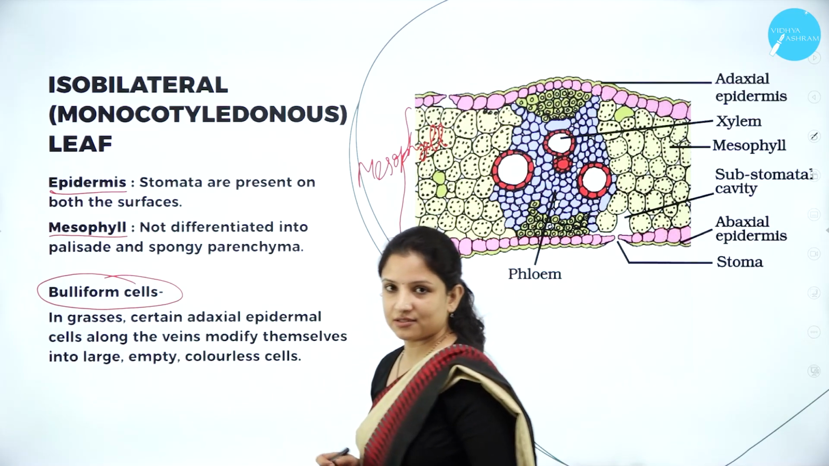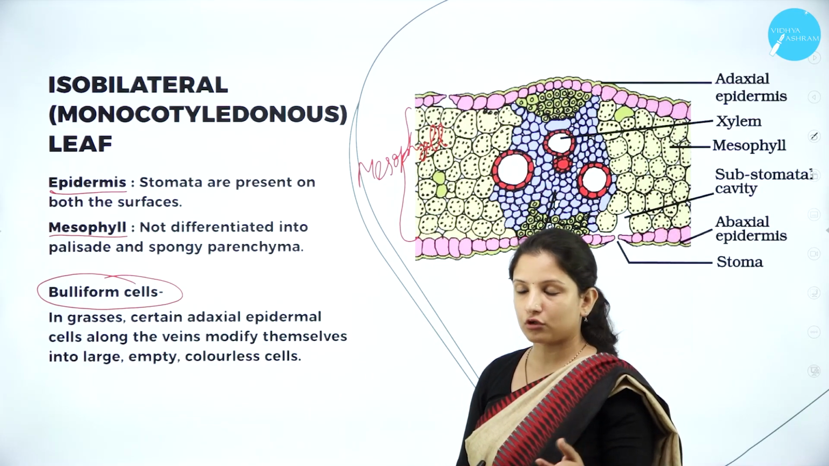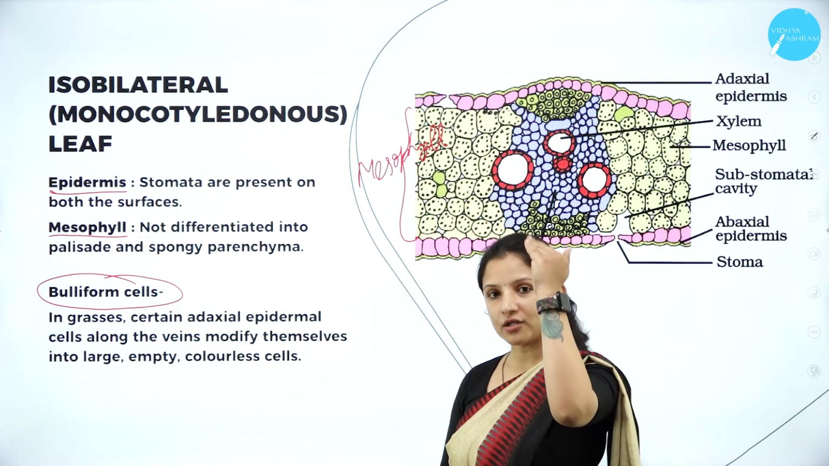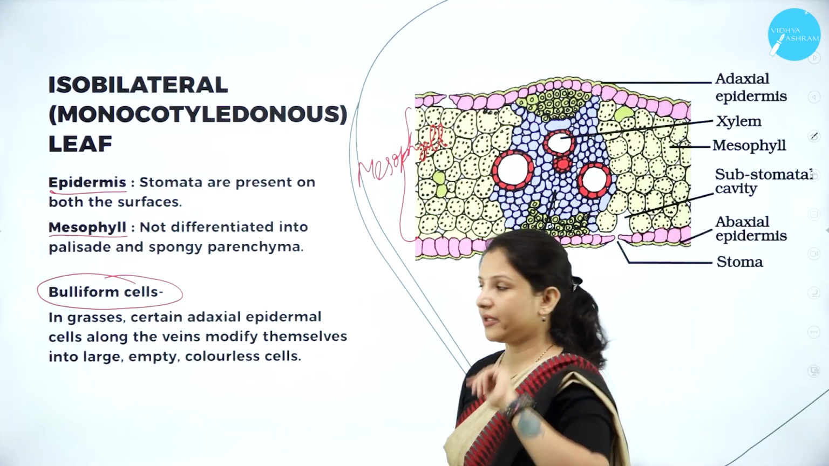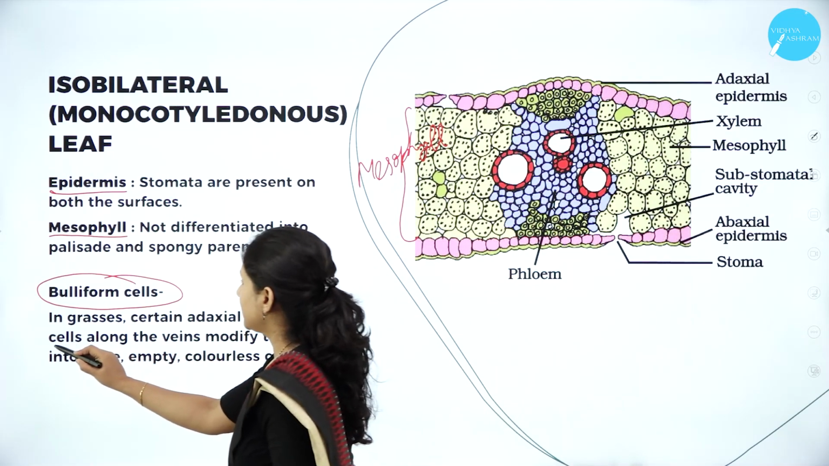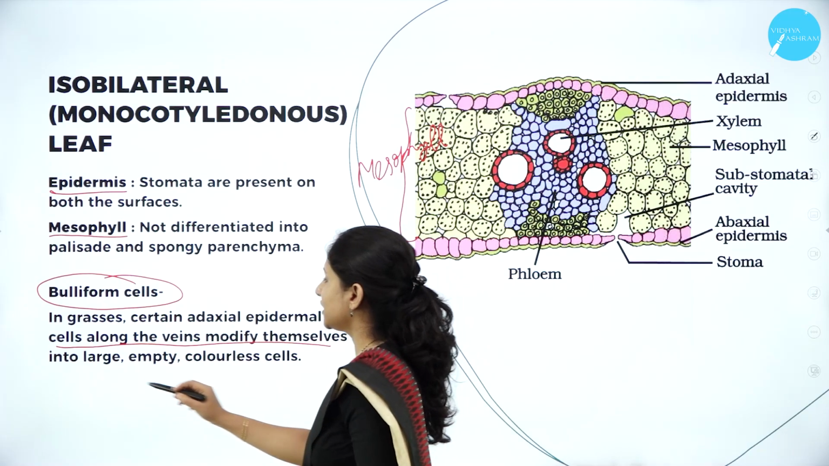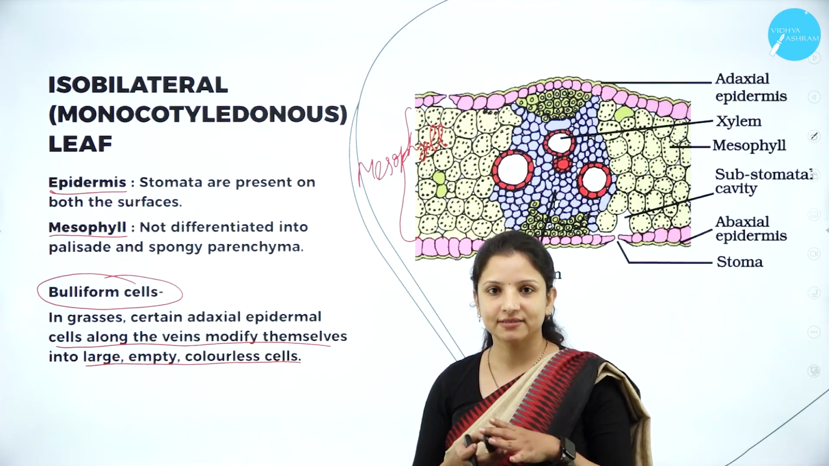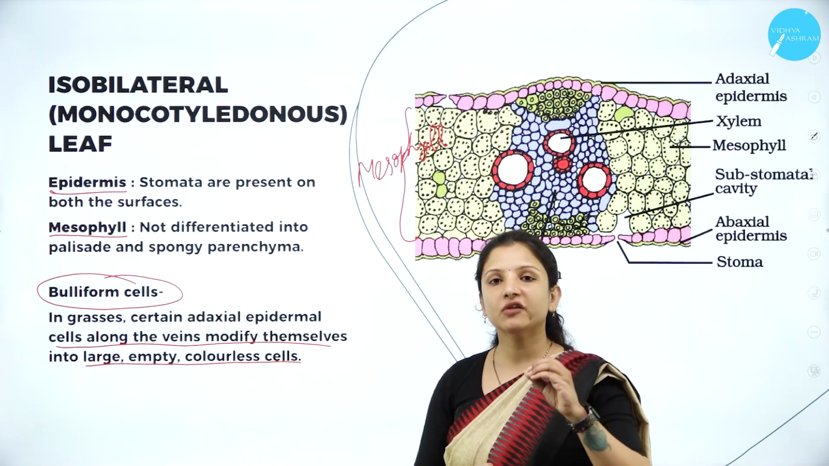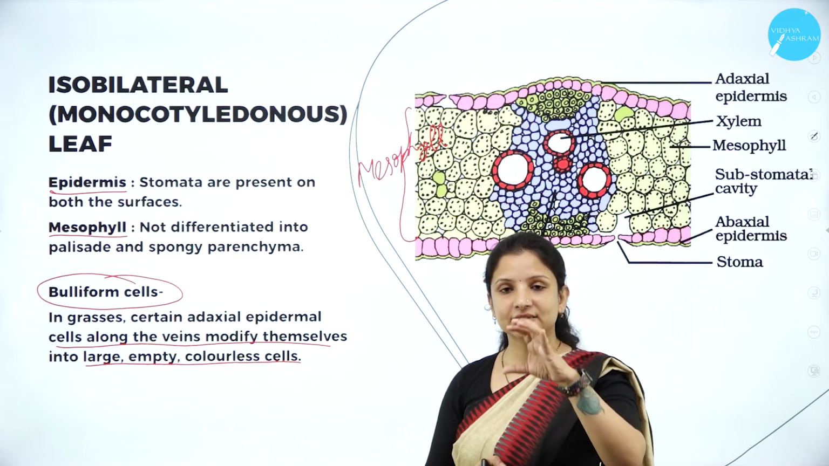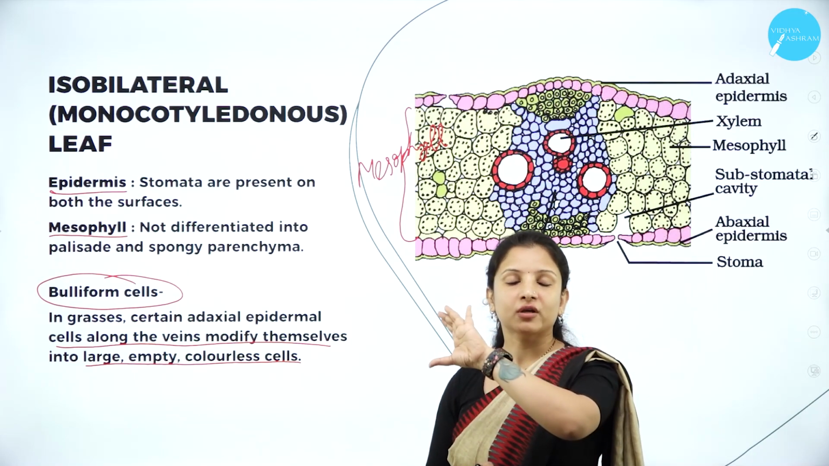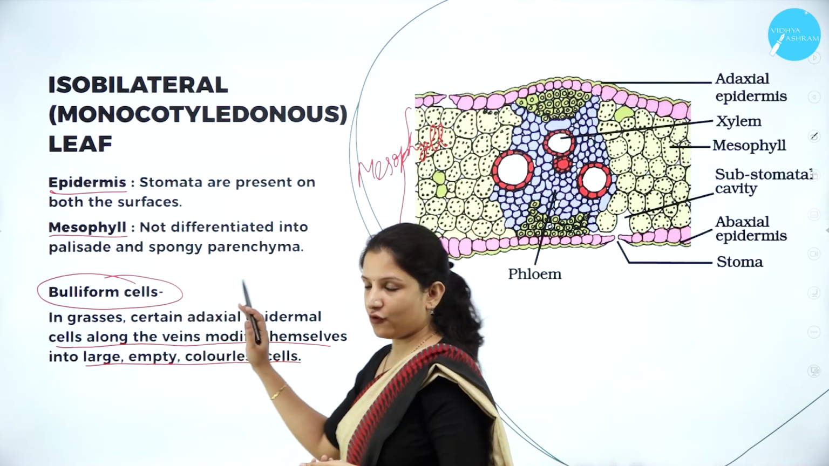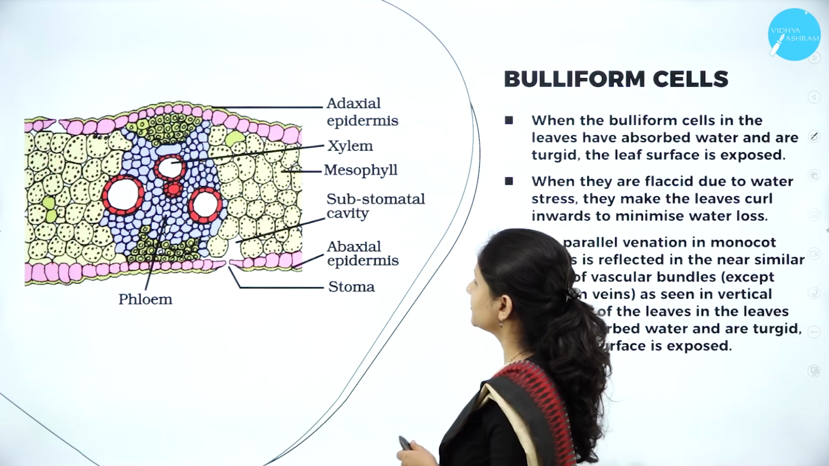So usually grasses are one of the best examples for monocots. In grasses, when you look at the adaxial epidermis, that is the dorsal epidermis or the upper epidermis, the cells along the veins modify themselves into large empty colorless cells. These large empty colorless cells, which are present in the upper epidermis or adaxial epidermis of the monocotyledonous leaf, we call the bulliform cells. So let's talk about the bulliform cells in detail.